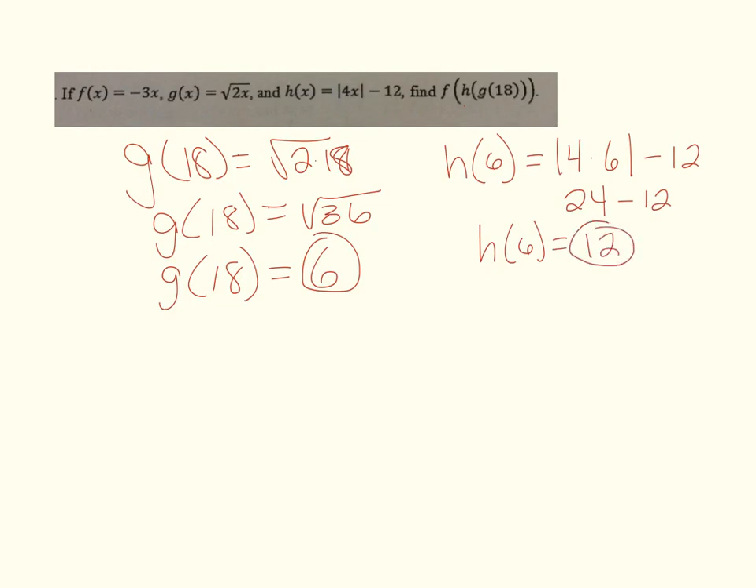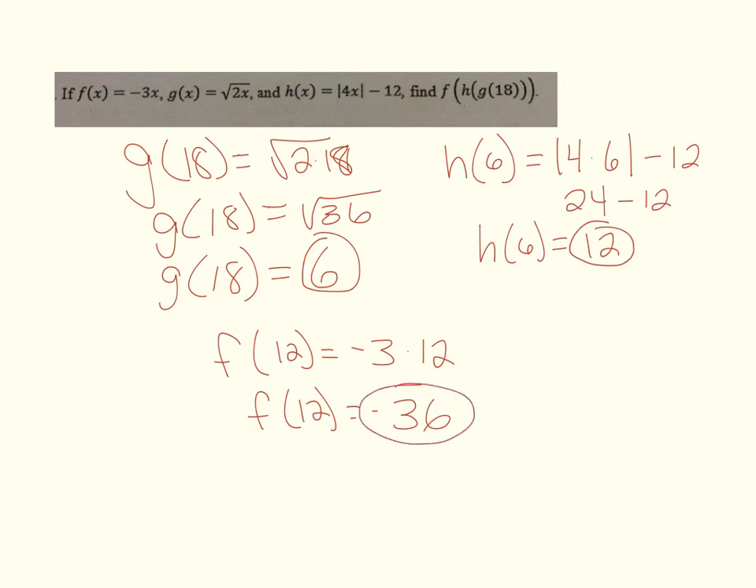I'm going to use that information now, and I'm going to plug it into my f rule. f of 12 equals negative 3 times 12. f of 12 is going to equal negative 36. And that is my final answer.